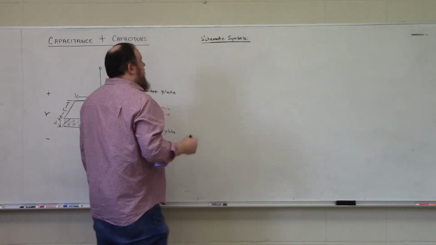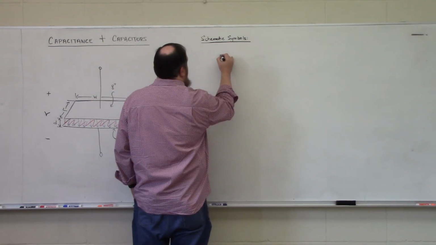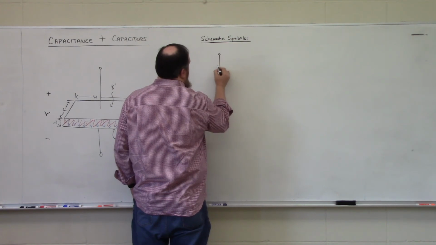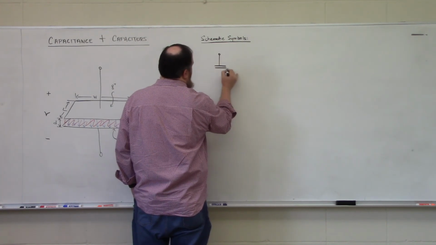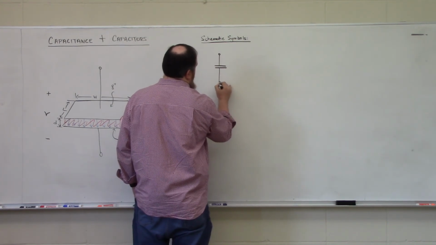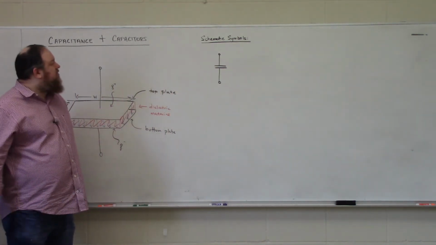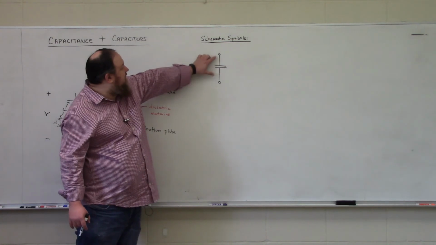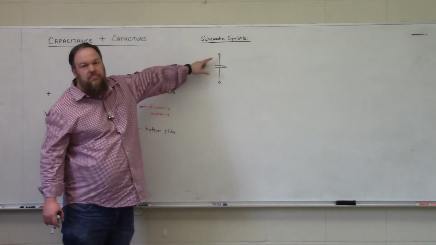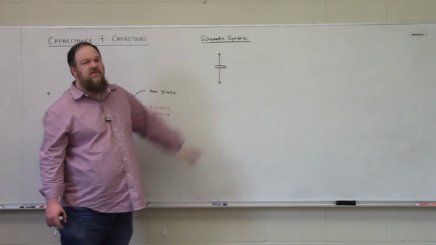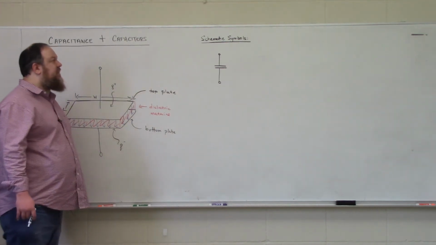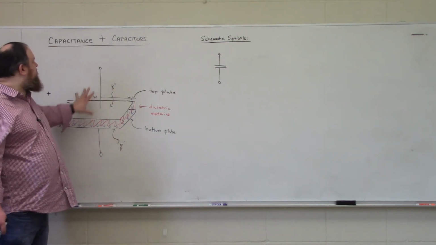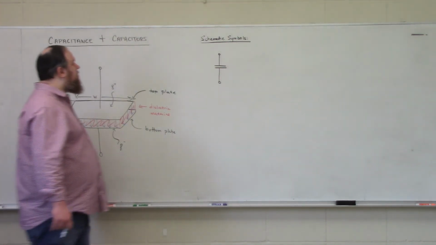In a schematic, capacitors are depicted in two ways. Here is our typical capacitor, which just shows that we have a terminal connected to a plate and then a plate connected to another terminal. So it is literally just a two-dimensional representation of our 3D sandwich structure.